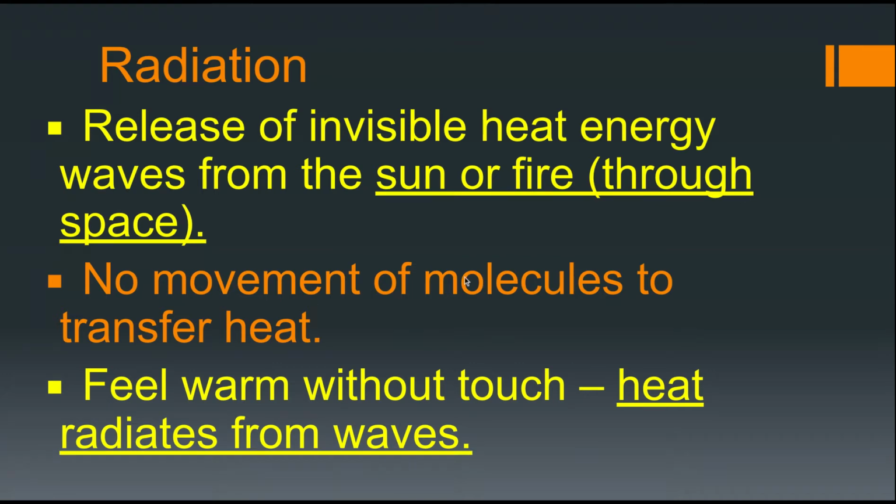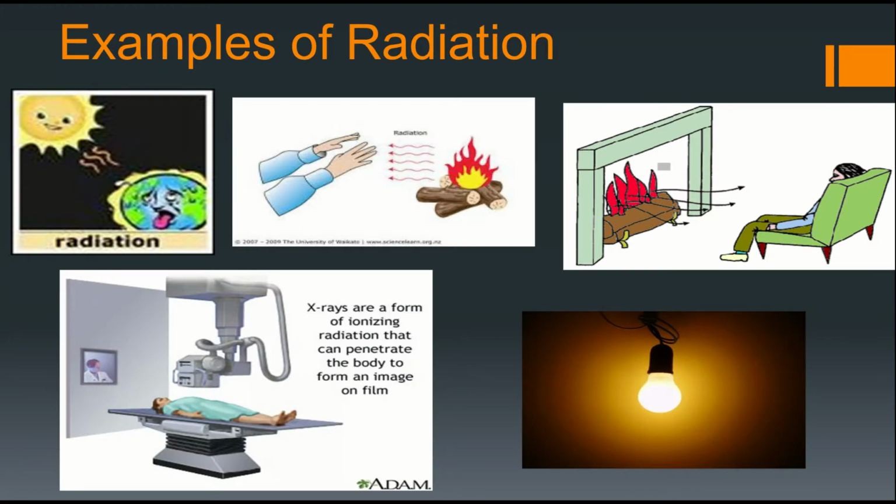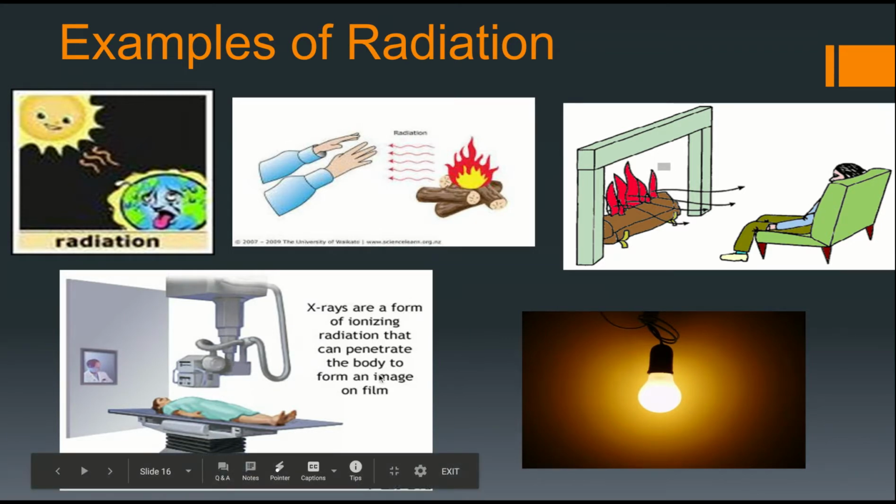In radiation, there's no movement of molecules to transfer the heat. Heat radiates in waves. But listen, this is the most important one: radiation is the release of individual heat energy waves from the sun or fire, from a distance or through space. Examples of radiation are, of course, the sun shining on the earth, and you sitting beside the fire, getting warm across the room. Here's another person getting warm across the room from the fire. An example of radiation is an X-ray, or rays coming from light.